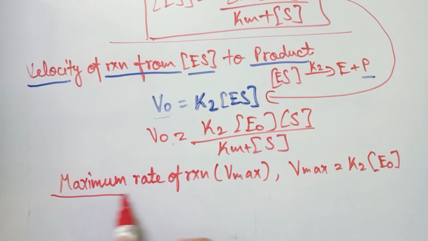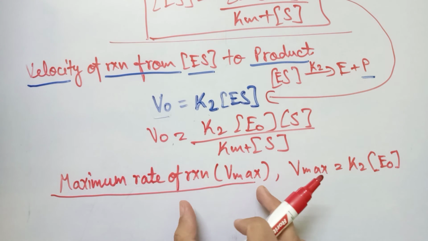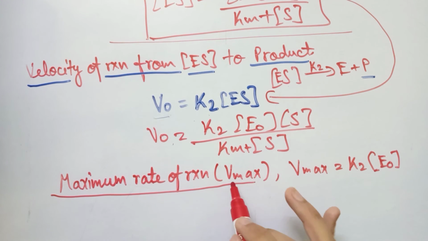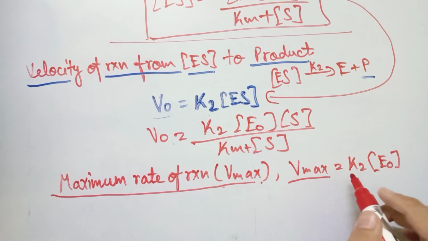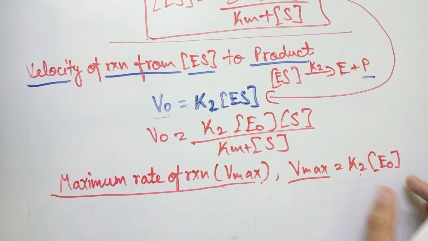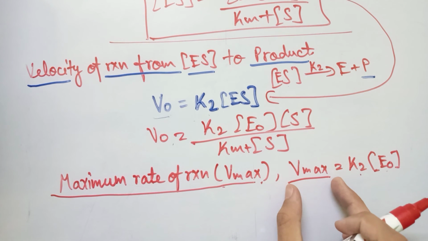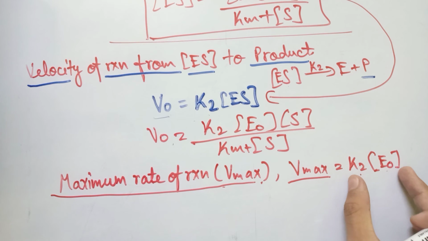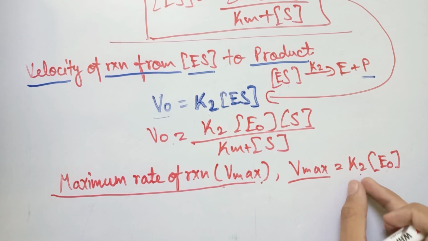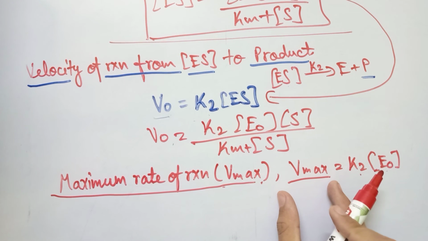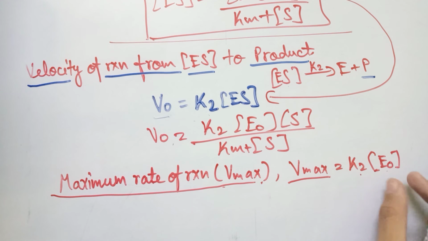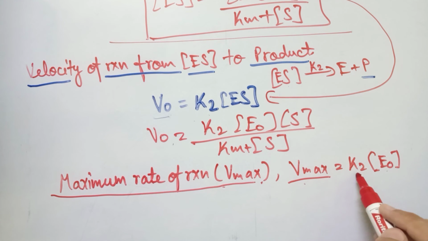We have to consider the maximum rate of reaction, Vmax, because the Michaelis-Menten equation considers Vmax. Vmax is basically given as K2 multiplied by E naught. E naught is the total enzyme present here. When the forward reaction occurs because of the total enzyme, only then can the maximum rate of reaction be considered, and in this condition only maximum product will be formed. So Vmax is given as K2 E naught.